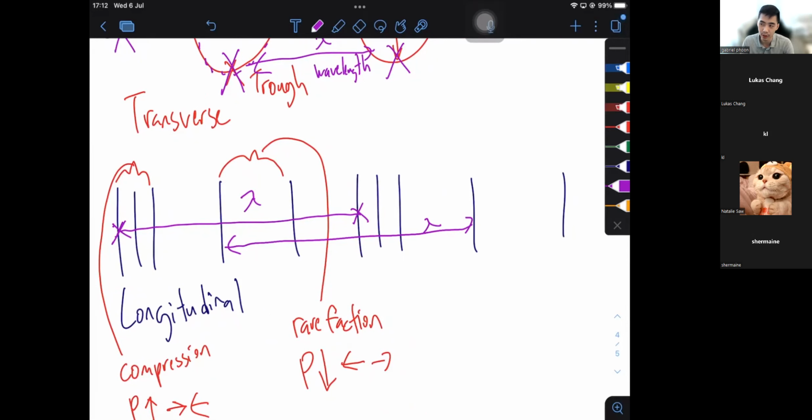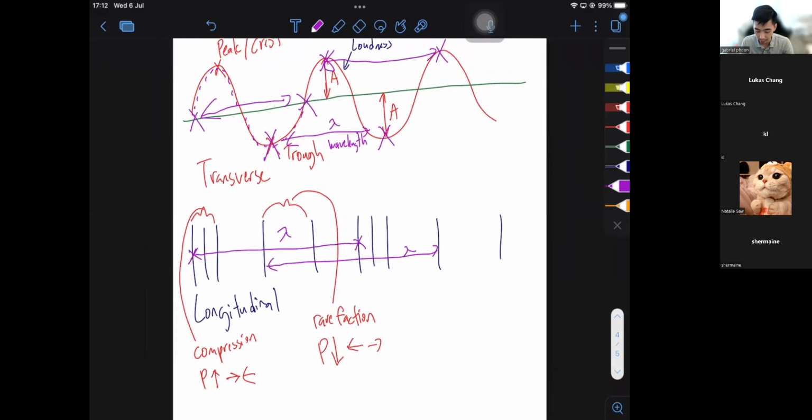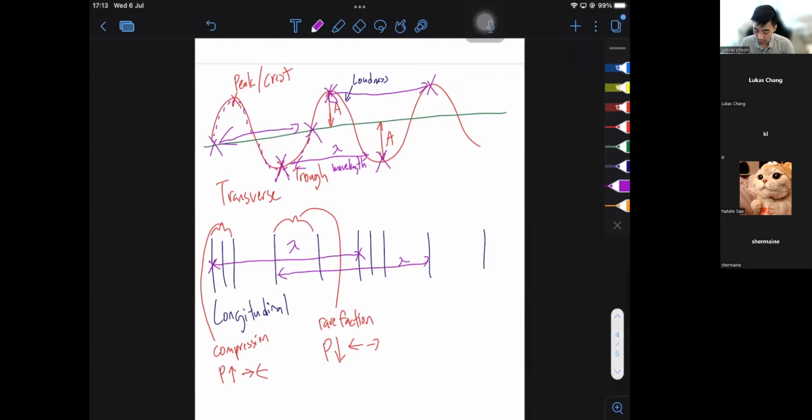Okay, it'll be the same for transverse wave and longitudinal wave, either peak to peak or crest to crest or equilibrium to equilibrium, either compression to compression or rarefaction to rarefaction. Okay. Anyone's got any questions from this part here that they would like to clarify? Anyone's uncertain with this?